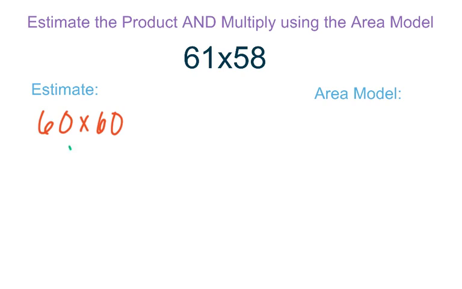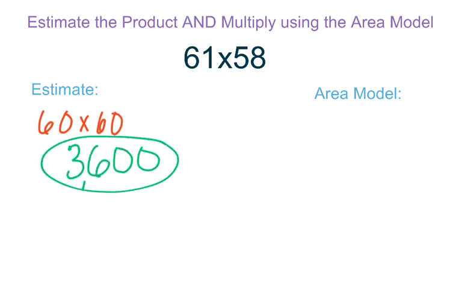When I multiply these two pieces, 6 times 6 is 36, and I have two zeros. So my estimate is 3,600. This is going to help me when I'm doing my area model and I get a product. If my product is not close to 3,600, then I probably did something wrong. So now go ahead and do your area model, find your 4 partial products and add them up.